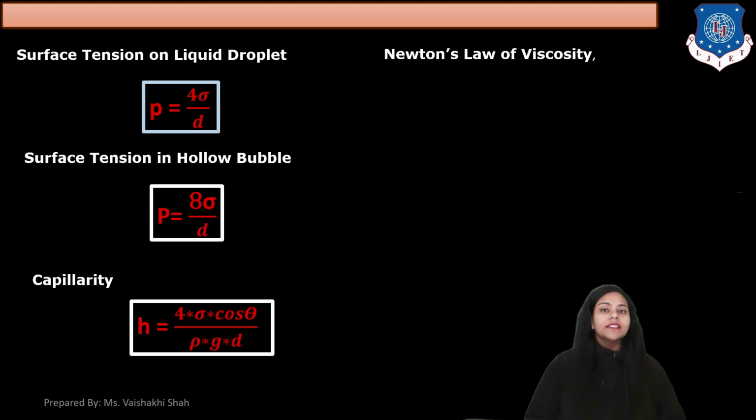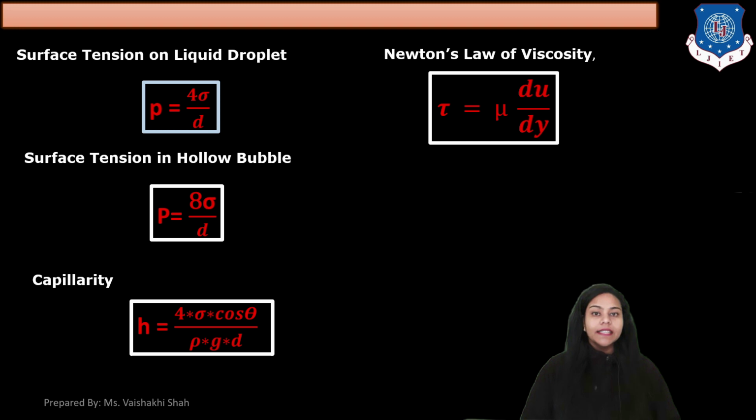The next equation is for viscosity, also called Newton's law of viscosity. The equation is tau equals mu into du by dy, where tau is the shear stress, mu is the dynamic viscosity, du is the change of velocity, and dy is the change in distance. So these are the equations for different properties of fluid: surface tension, capillarity, and viscosity. Now we will solve some examples based on these equations. So let's start.